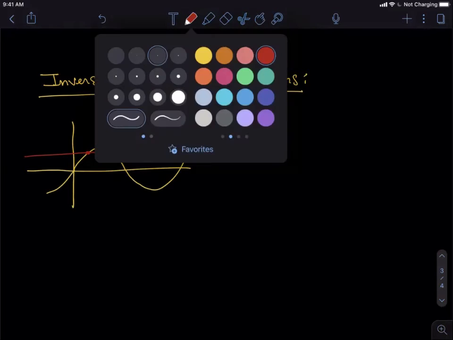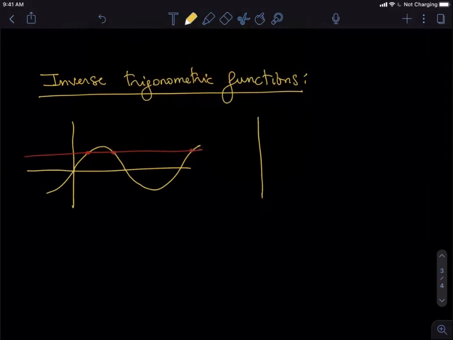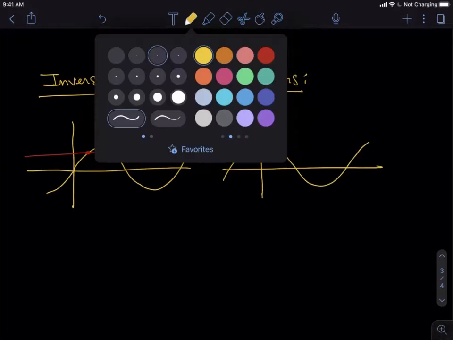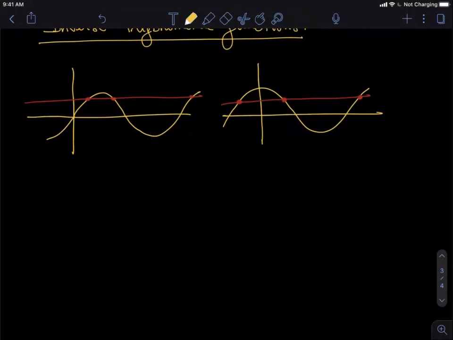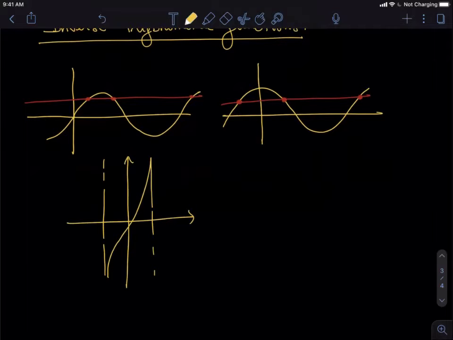We have the cosine, which is also not going to pass the test. And neither is the tangent going to pass. Okay, the tangent is a little different. It has asymptotes, right? And then it repeats. All right. So this is pi over 2, negative pi over 2.